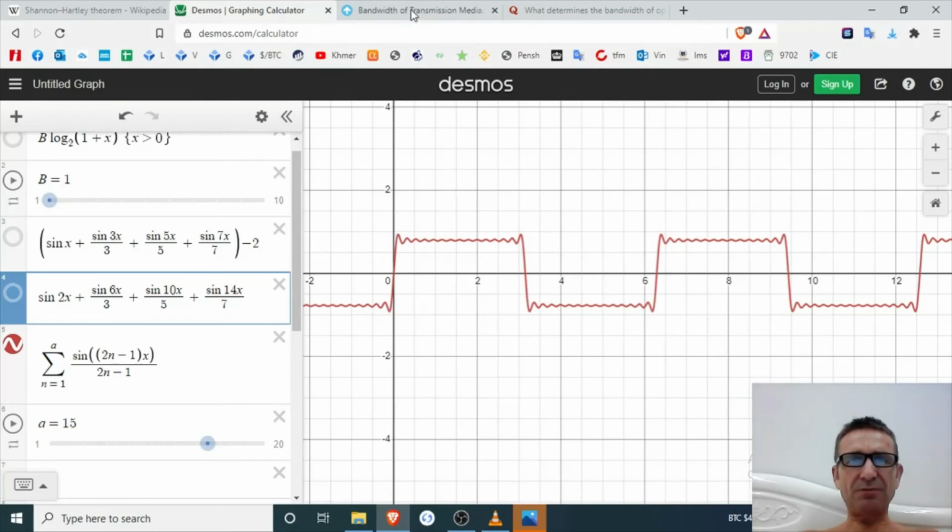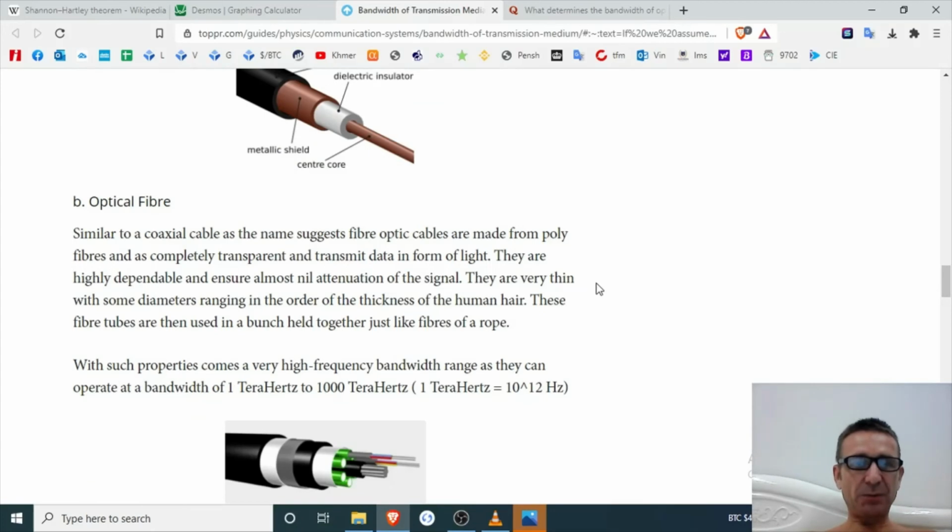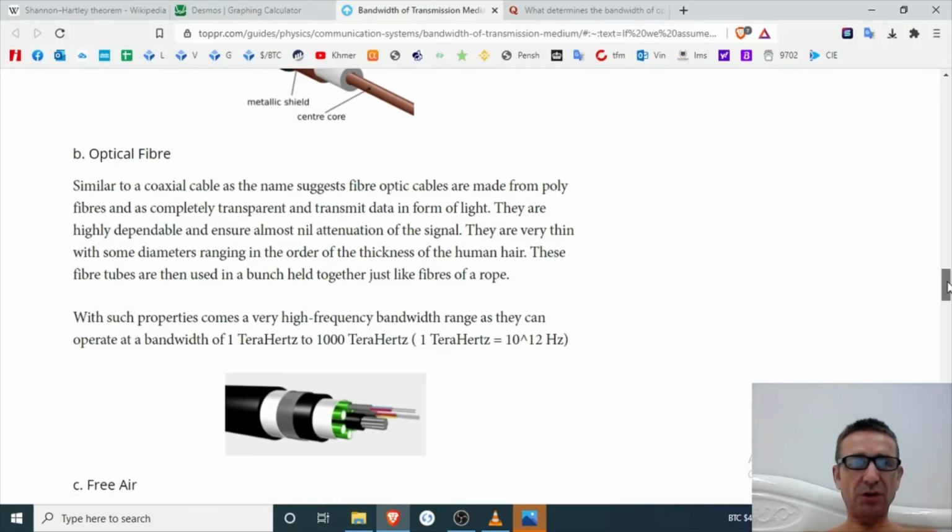Now let's look at a practical example. This is some coaxial cable or copper cable, and I can see it's got a bandwidth of 6,000 megahertz. That's great. That means I can send a lot of signals down there, get a good bit rate. But can we do better than that? Well, yes, we can. Recently, we've been using fiber optic, and that can have a bandwidth of up to 1,000 terahertz, right? That's 1 times 10 to the 15.